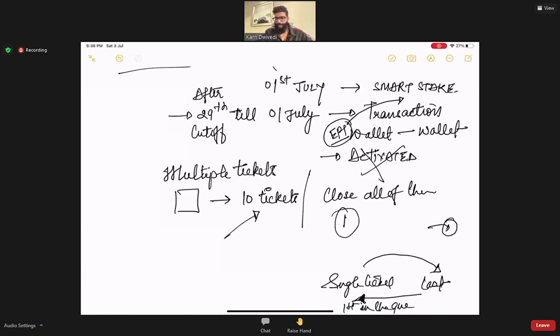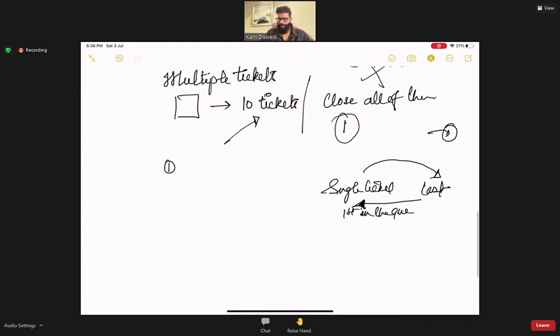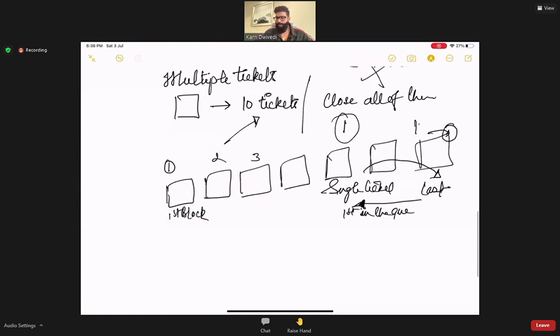If you have multiple tickets and you want to be treated on a priority basis, let's say somebody has raised one ticket, they are in the first block. With two tickets, second block. Three tickets, third block. So if you have raised 10 tickets, you are in the 10th block. So this will clear, this will clear, this will clear, and then your turn will come. So it's important for you to understand that if you are raising multiple tickets, you are going back in the line, right?